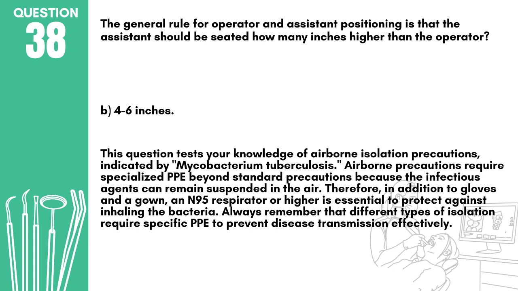The dental assistant's stool should typically be positioned 4 to 6 inches higher than the operator's stool. This elevated position allows the assistant to have a clear view of the operating field and to effectively anticipate the operator's needs without straining. Proper height difference ensures optimal vision and comfortable posture for both team members.